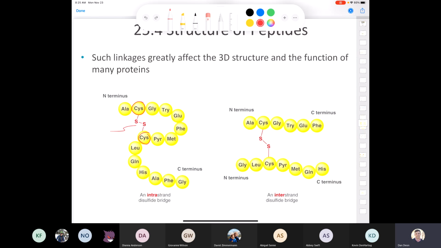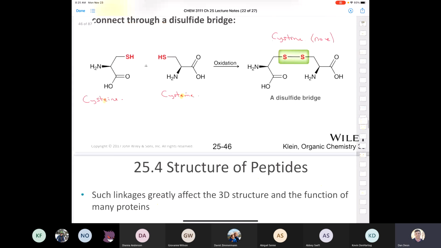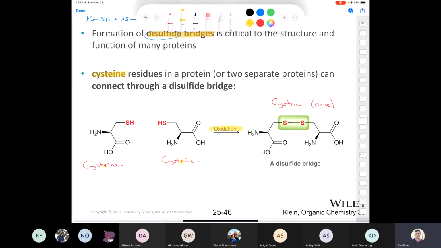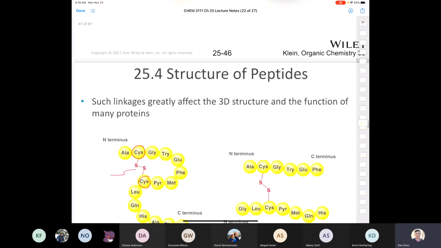Now, when it's between two cysteines that are in the same peptide chain, we call that an intrastrand disulfide bridge. And when it's between two different chains, we call that an interstrand disulfide bridge. All right. I just want to be doubly sure with you. One more thing is that this is an oxidation reaction. When I teach this reaction in nursing chemistry, I tell them oxidation in organic chemistry is the loss of hydrogens or the gain of oxygens. Okay. And since we're losing two hydrogens here, this is an oxidation reaction.